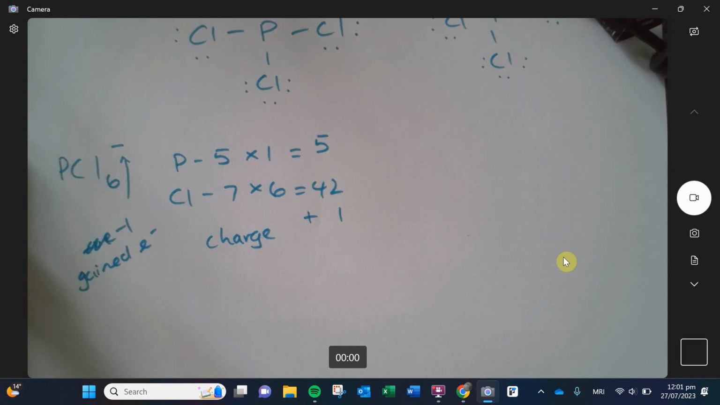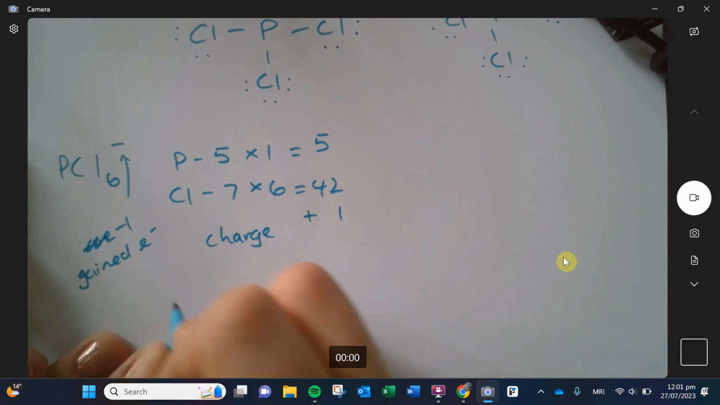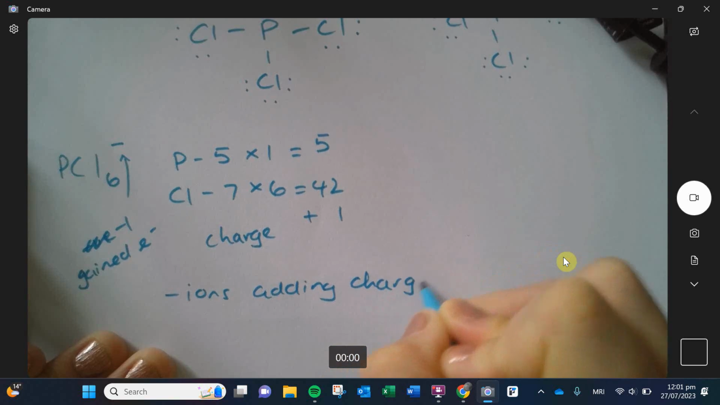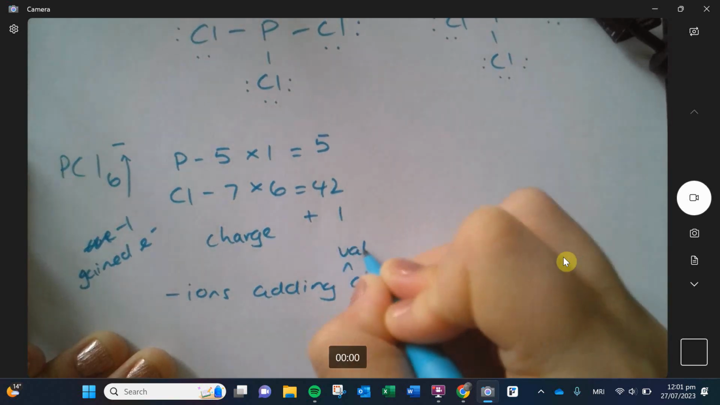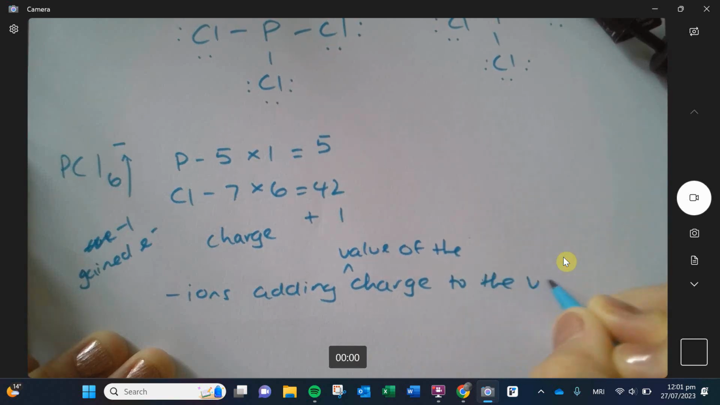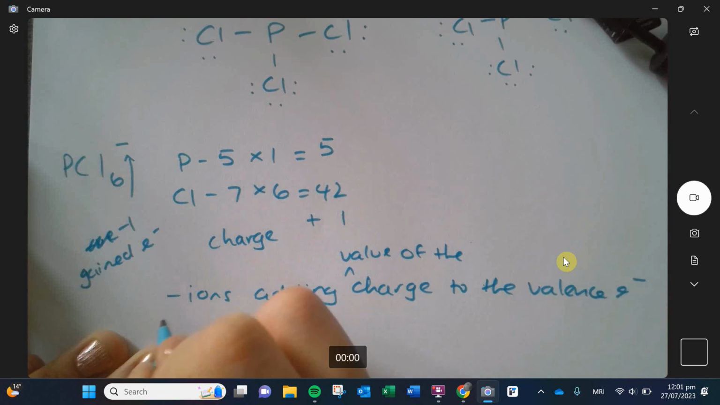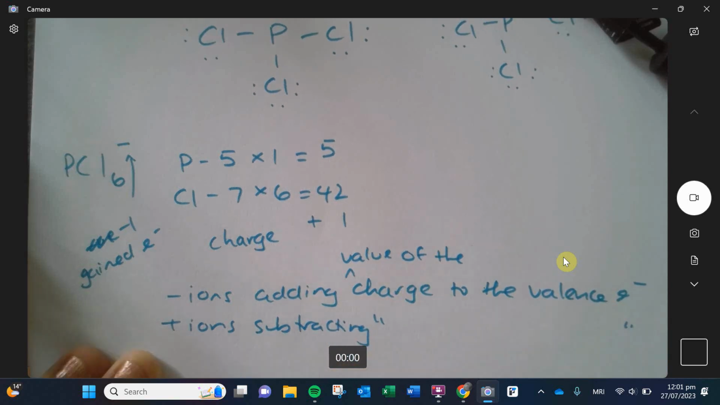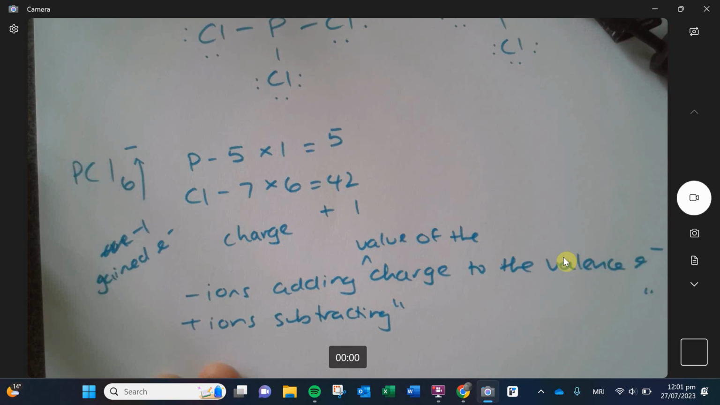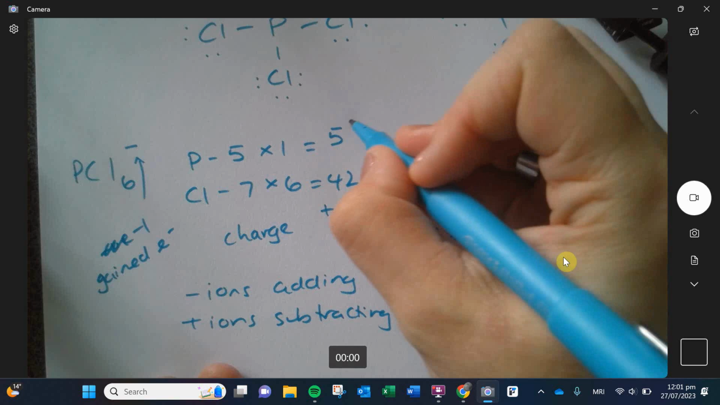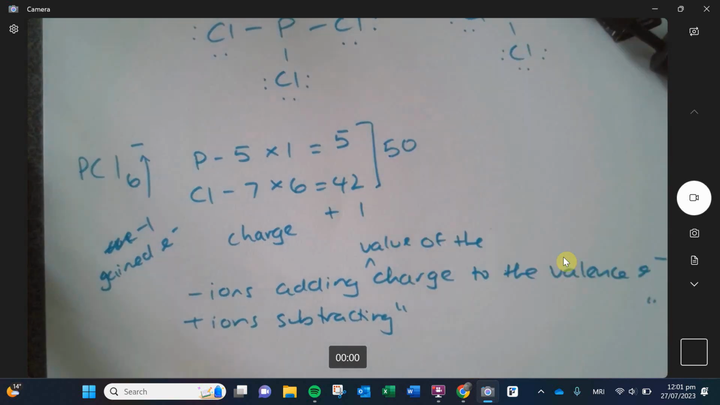Do you want me to write that down? Yeah? Okay. So negative ions, you are adding the charge, or the value of the charge, to the valence electrons. Positive ions, you are subtracting whatever the charge is. So in this case, what I would be working with is 6 plus 42. You are dealing with 50 electrons.